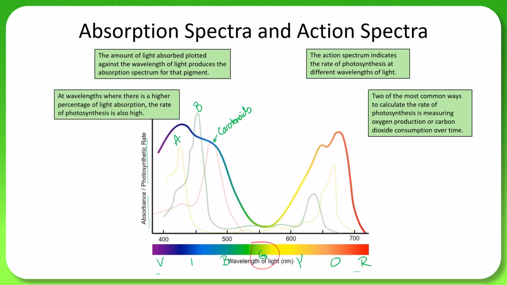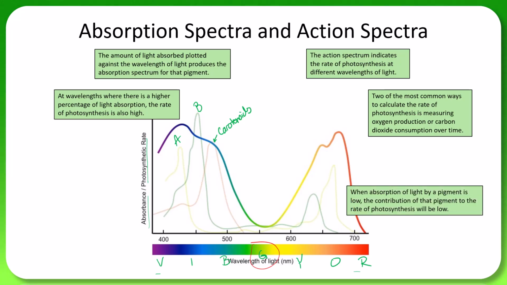At wavelengths where there is a higher percentage of light absorption, the rate of photosynthesis is also high, and that makes sense. The more light energy a plant absorbs, the higher the rate of photosynthesis is overall. And when absorption of light by a pigment is low, like in the case of green, which is very low in terms of amount of light absorbed, the contribution of that pigment to the rate of photosynthesis will also be low. So if a plant absorbs the light well, it's going to do photosynthesis well, and when it doesn't absorb the light well, it's not going to do photosynthesis well.